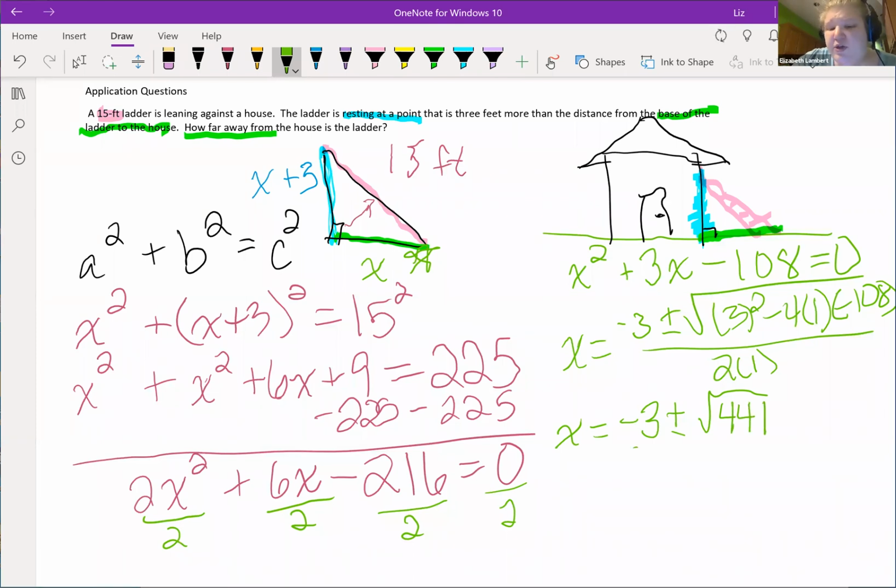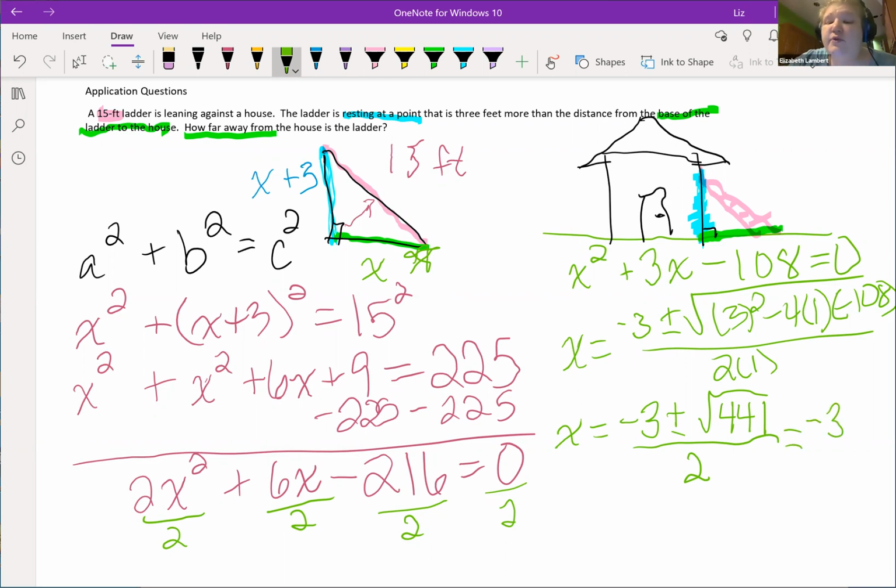Now, if you're comfy with your calculator, you don't have to write this in-between step, but I like to have whatever the number in the square root is written down before I start trying to simplify it. And in this case, 441 to the 0.5 power would square root it, and it is 21.